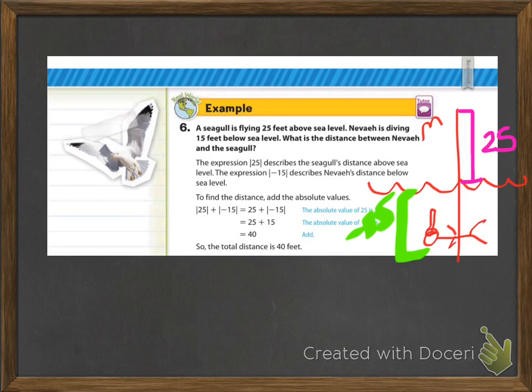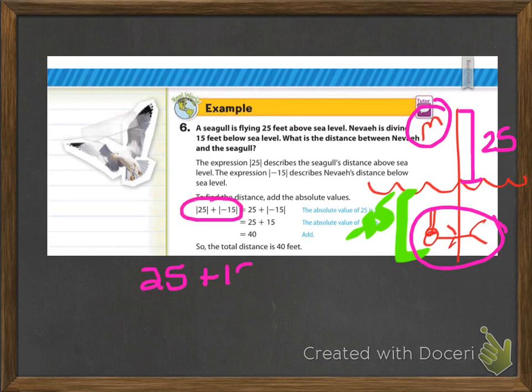You don't want to do 25 minus 15 for this because it really wants to know how far away is this cute bird from this handsome swimmer way down here. So you would end up doing the absolute value of these numbers, which is what they did right here. So you would end up doing 25 plus 15. So they are 40 feet away from each other.